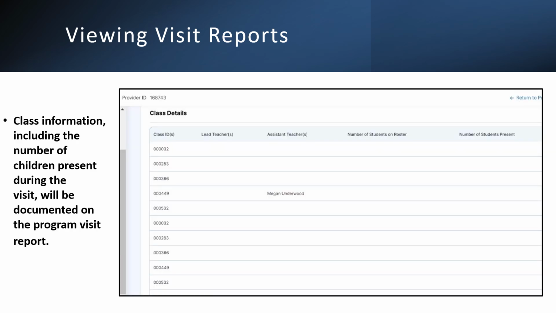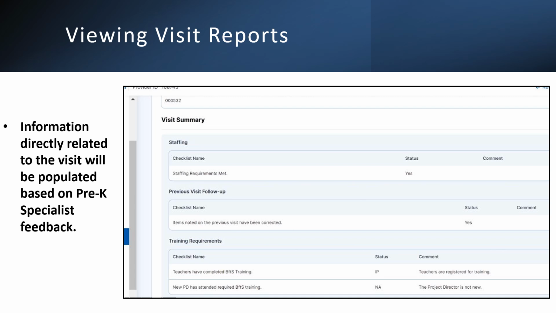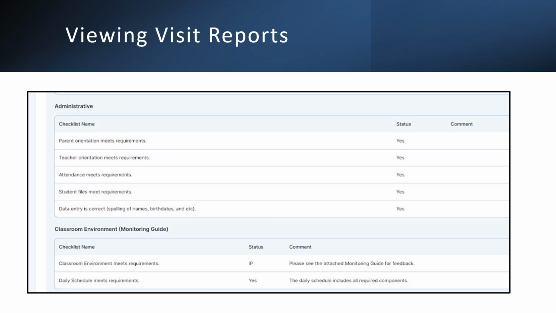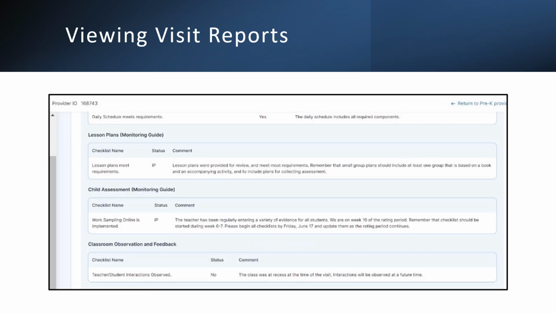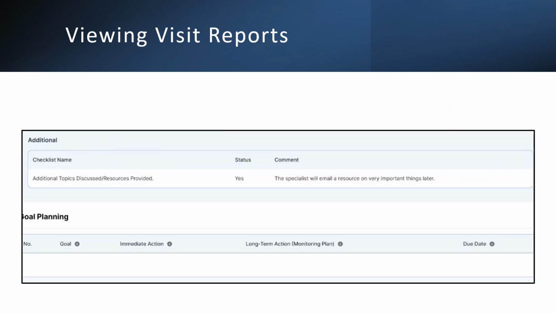Class information, including the number of children present, will be documented on the program visit report. Information directly related to the visit, populated based on the pre-K specialist feedback, will be included on the visit report. You will also be able to view monitoring guides that the specialist has completed on-site during the visit. Next to the status based on the pre-K specialist feedback, you will be able to view comments for that particular area.